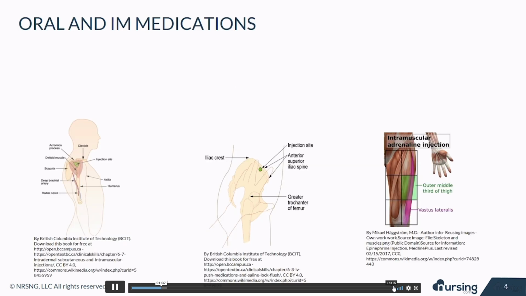So let's take a quick look at the medication routes that we're going to be working with. Oral medications, obviously, very plain and simple. They're either in liquid or pill form. Really no surprises there, right? Now, IM injections, intramuscular injections. This is where things can get a little tricky, particularly when we're talking about maximum doses to give in the syringe. So here are the 3 recommended sites.